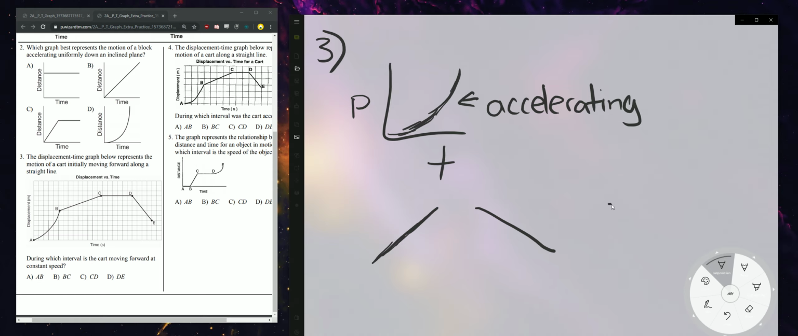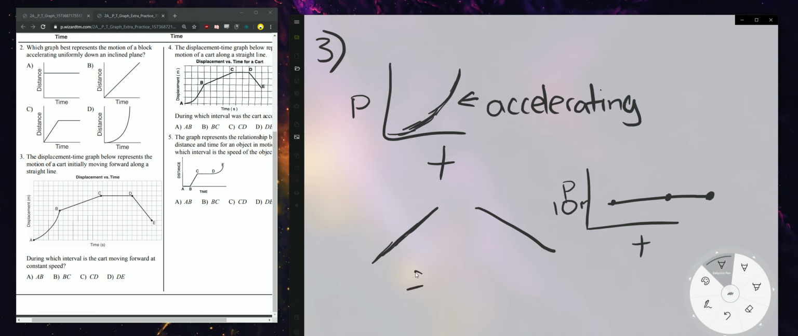Why not a straight horizontal line? Well, on a PT graph this means you're staying still. Let's say this is 10 meters. Here I'm at 10 meters, here I'm at 10 meters, here I'm at 10 meters. I'm not moving anywhere at all. And so it's either BC or DE.